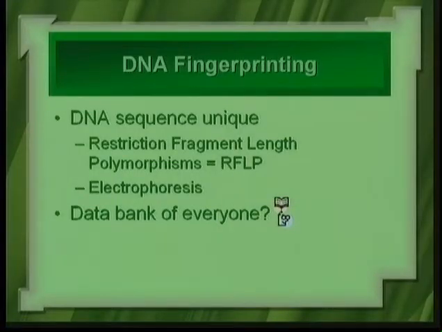Now, another thing that is kind of controversial is that, because we can do this restriction fragment length polymorphism, should we actually make a data bank of everybody's DNA? There are arguments for both sides, of course. For one thing, if you have a data bank of everyone's DNA sequences or RFLPs, you think, well, that could really help you keep track of criminals. That's something we could do.